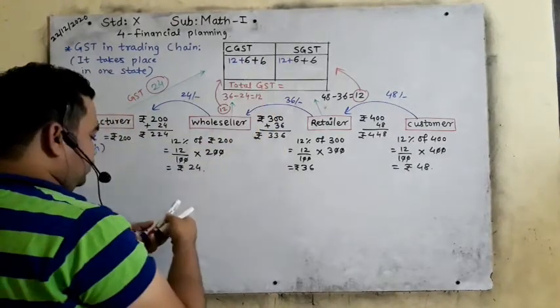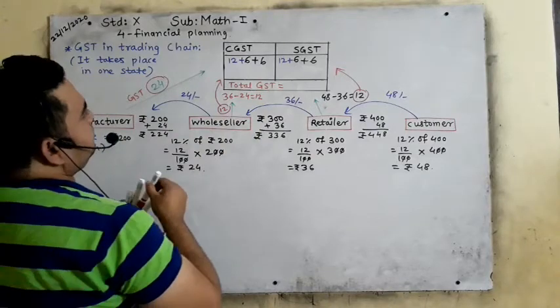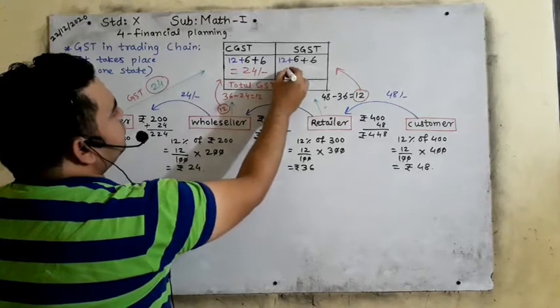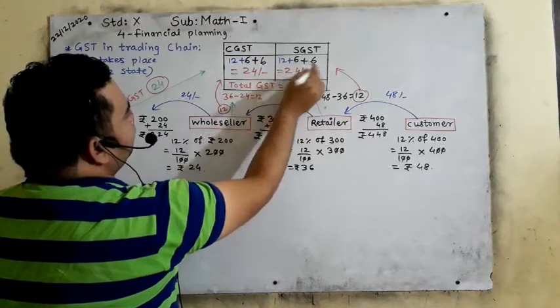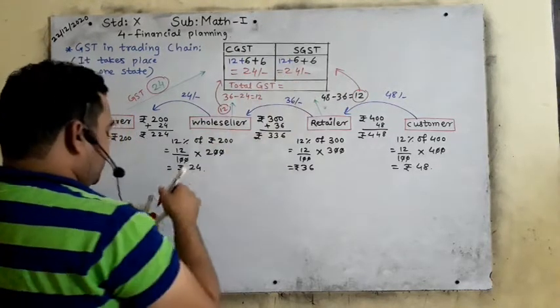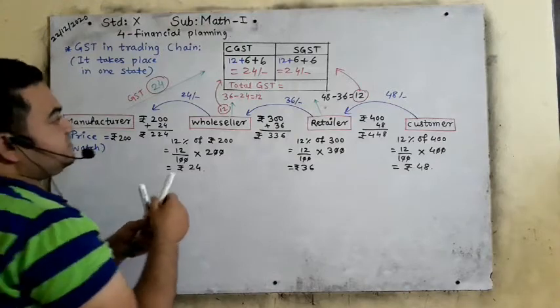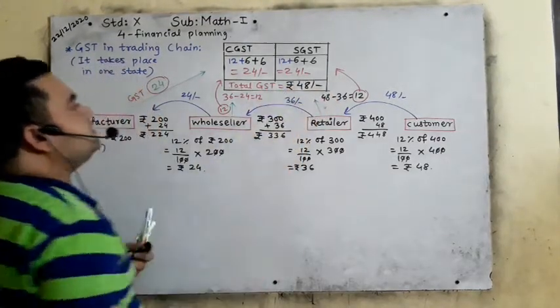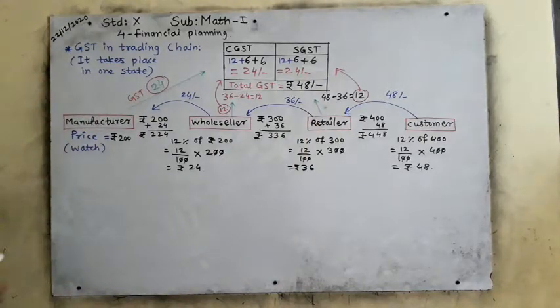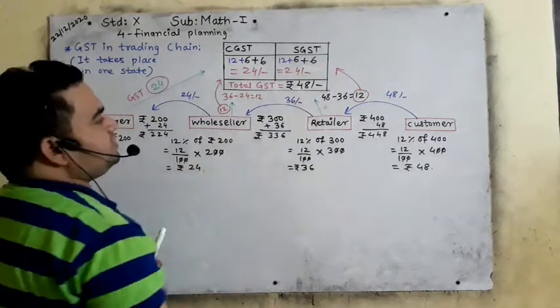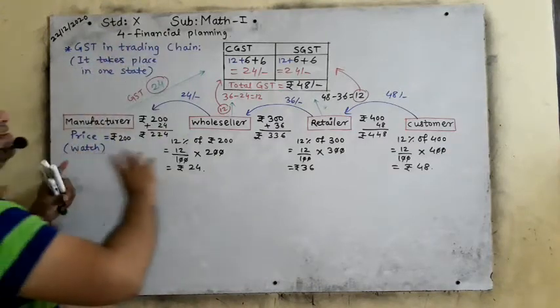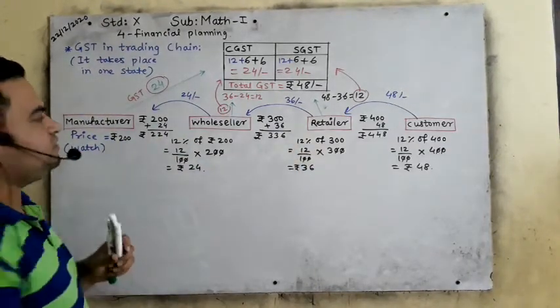So this is how we have to count over here, this 12 and this 6 plus 12. So how much is this total? 24, right? See, total how much? 24. This is also total how much? 24. So 24 and 24 total GST. The government will receive how much? 48 rupees. Is it clear? The total GST the government will receive is 48 rupees. So this is how GST takes place in a chain, or trading chain, of GST.